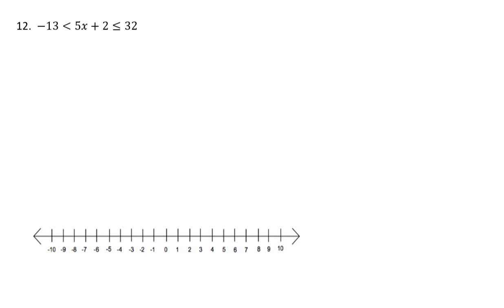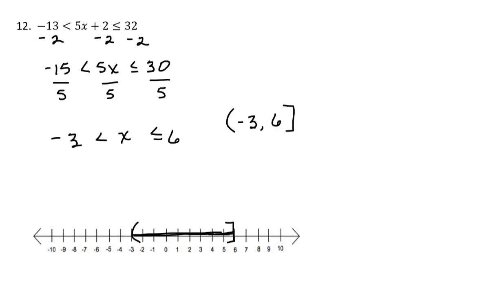Okay, problem 12 I would like for you to try to do on your own. So pause the video, do the problem, and then come back and check your answer. And there are your answers.